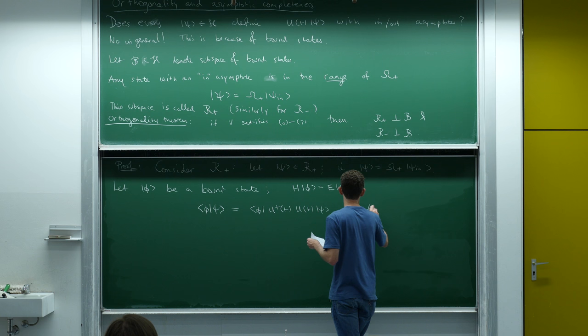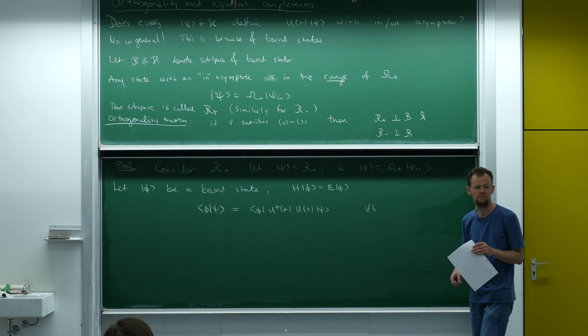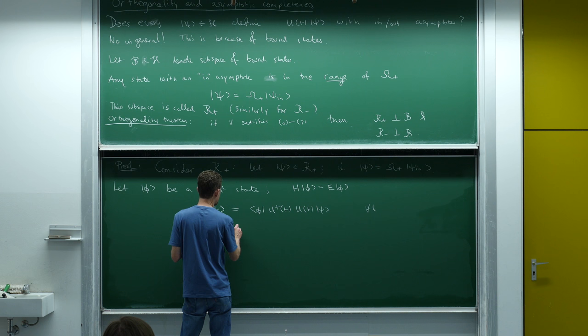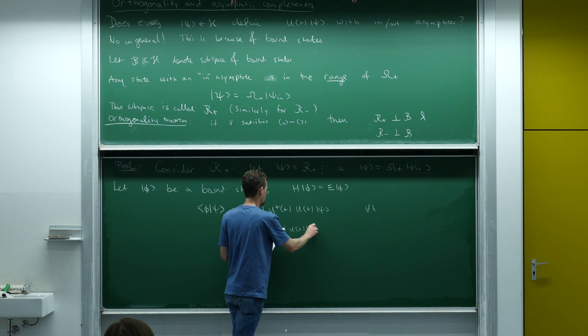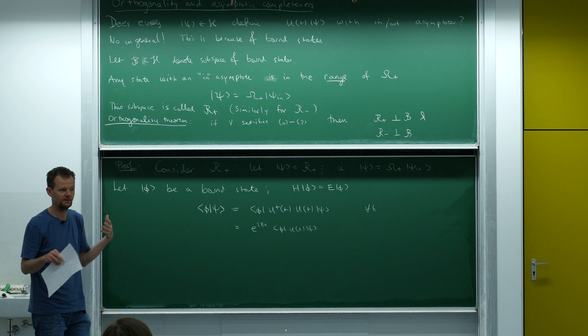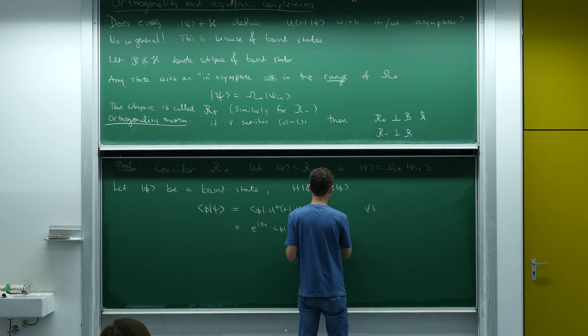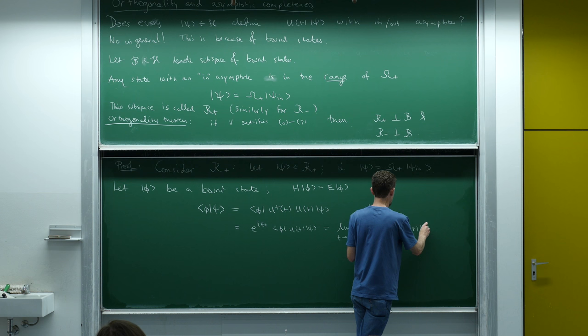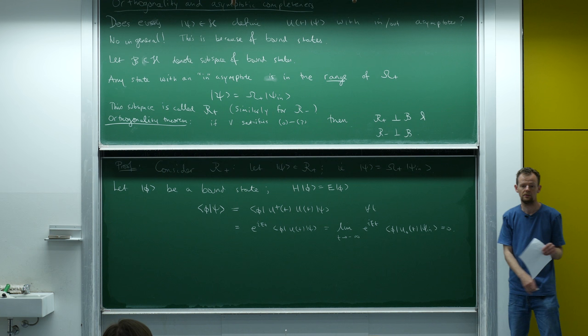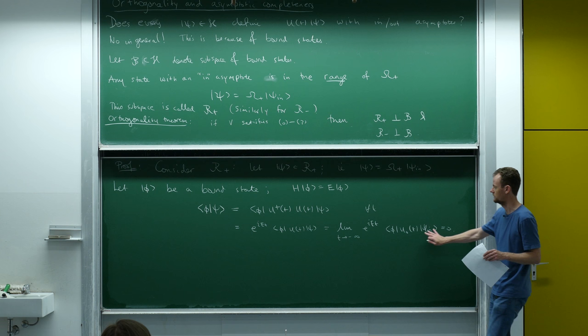Well, I'm certainly allowed to put the identity in there. That's an allowed operation at this point for all finite t. But phi is an eigenstate of H, so this is simply equal to e to the i E t of phi, U of t, psi. But psi is in the range of the Moller operator, omega plus. And that allows us to replace U of t of psi with U naught of t of psi in, well, in the limit, right? That's why I have to put that limit there.